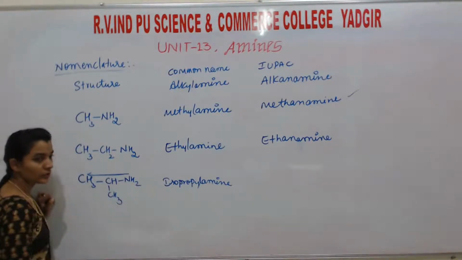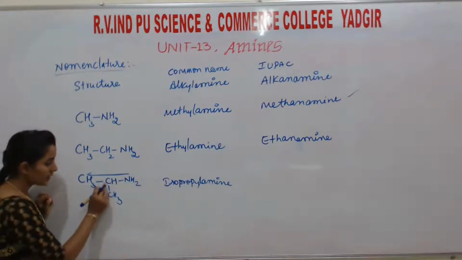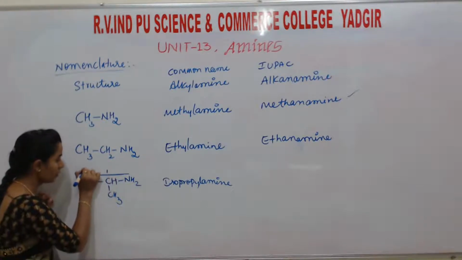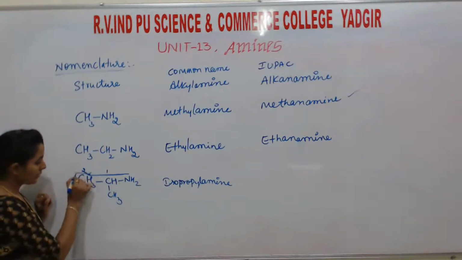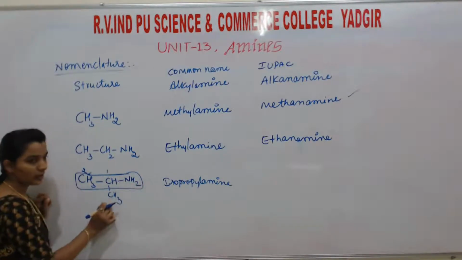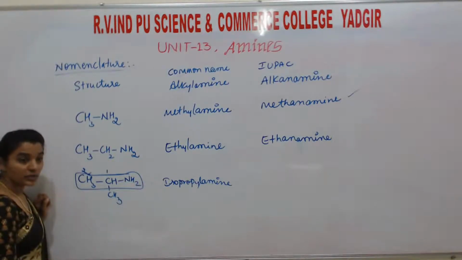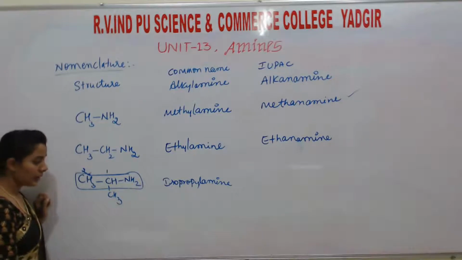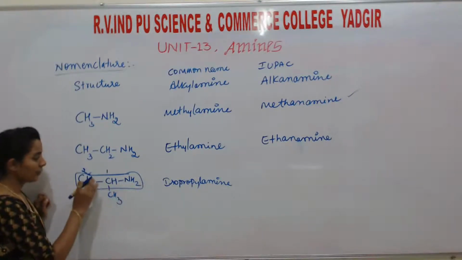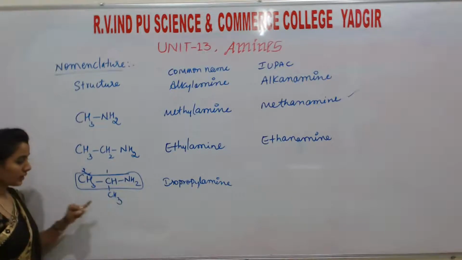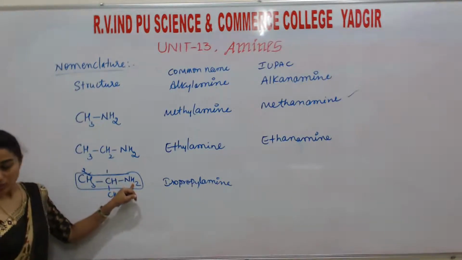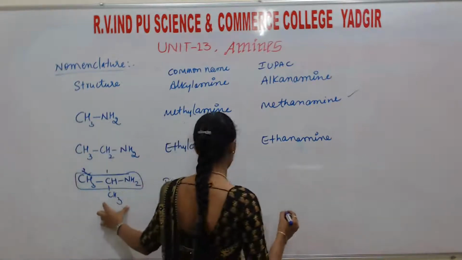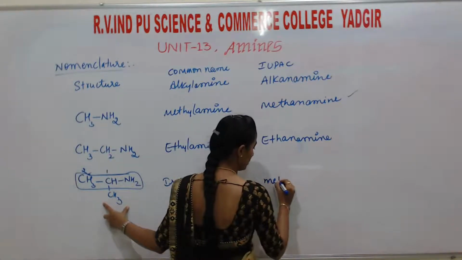So next students, for naming IUPAC, we want numbering. Here preference is given to what? NH2 group. Its numbering is done from here, 1, 2. How many carbon atoms are in the parent chain? 2. Except this parent chain, this is the substituent. So in the naming, this will be named first, followed by this. This is prefix, root or suffix.